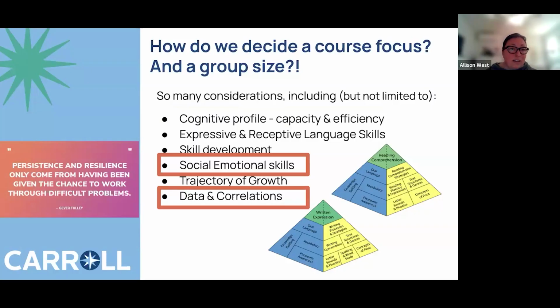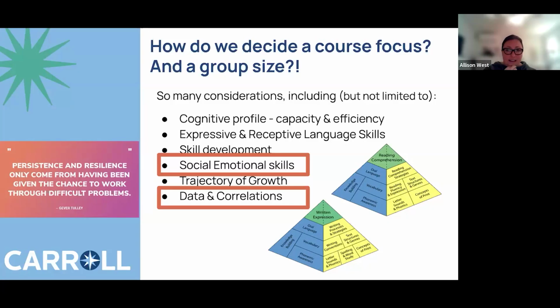And so now I'm going to move on to how do we decide a course for a student, and how do we decide a group? And really, there are so many considerations. In fact, there's far too many for me to list on one slide. We would need a whole other session to take you through that process. But I do want to highlight 2 important considerations that we make when we're deciding courses and when we're deciding group size.